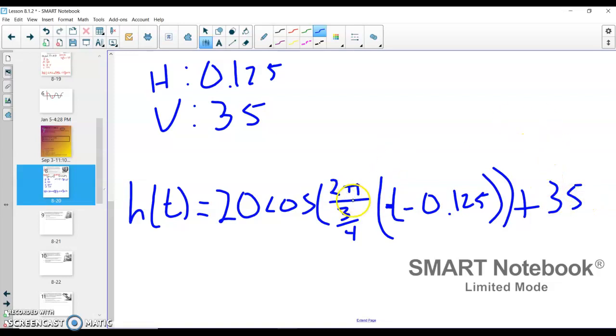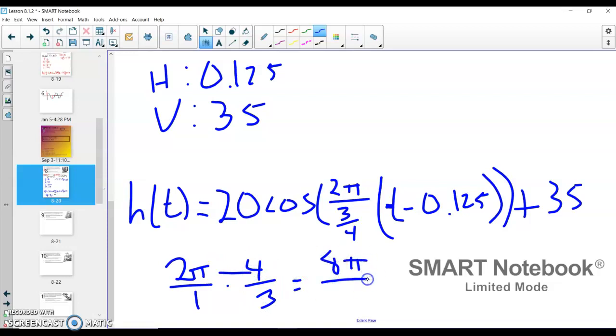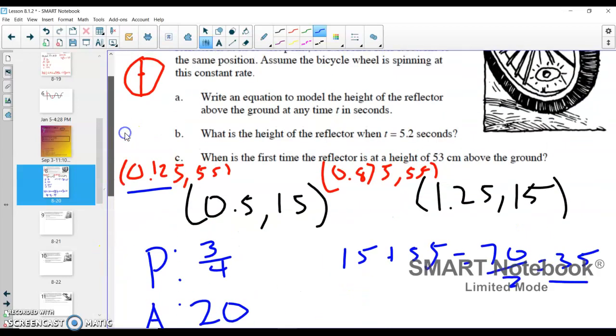For you keep, change, flip fans, if you keep, change, flip this, that will end up being 8 pi over 3, because dividing by 3/4 is the same thing as multiplying by 4/3. And when you do 2 pi, we can say it's like 2 pi over 1 multiplied by 4/3. Multiply the top, that's 8 pi. Multiply the bottom, that's just 3. And so that's really going to be 8 pi over 3 on my equation on Desmos, but everything else should look the same, and we'll then answer the questions B and C and move on.